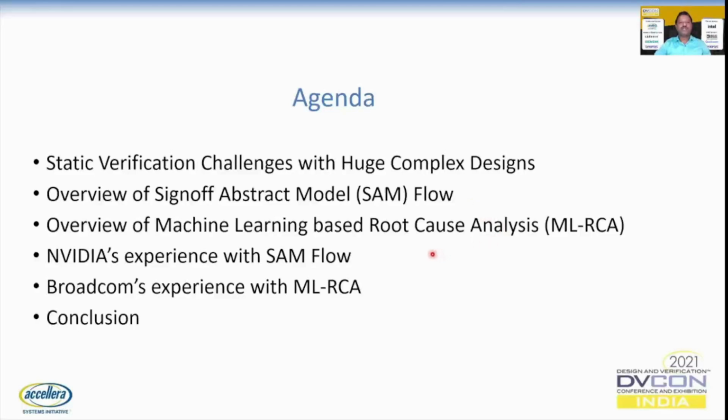I will share NVIDIA's experience with the SAM flow. Here we would see the characteristics of the huge SoC that uses this particular methodology. We will review the traditional method used and performance results shared by the NVIDIA team. To share Broadcom's experience with MLRCA based analysis, Francis from Broadcom will present the details. I will introduce Francis as the workshop advances. We would have a question and answer session after concluding this workshop.